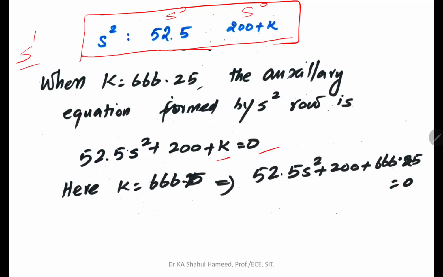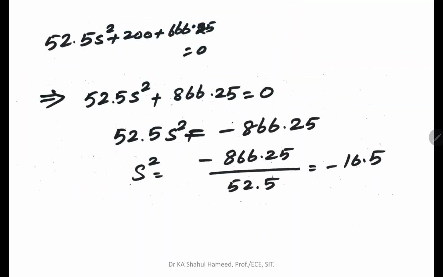So 52.5 s square plus 200 plus 666.25 is equal to 0. When I add these two things, I get 52.5 s square plus 866.25 is equal to 0. I am moving 866.25 to the right hand side. I get 52.5 s square is equal to minus 866.25. So s square is equal to minus 866.25 divided by 52.5, which is equal to minus 16.5.